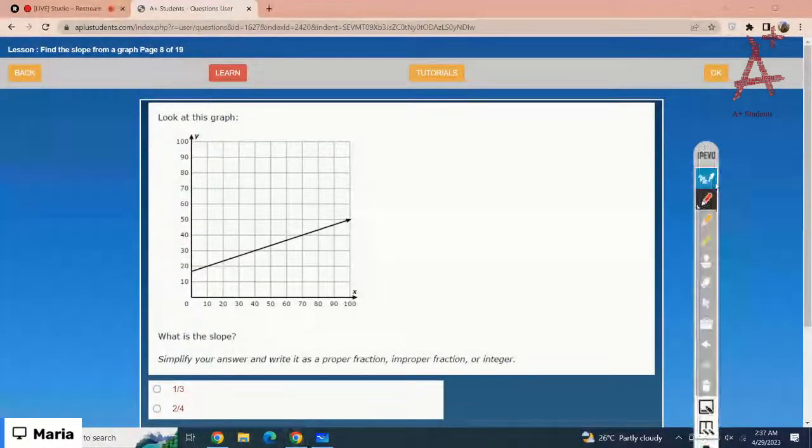Okay, just select any 2 points, this one and this one. Just make a triangle like this. Here you have 3 and here you have 1. So it would be 1 over 3. So the correct option is 1 over 3.